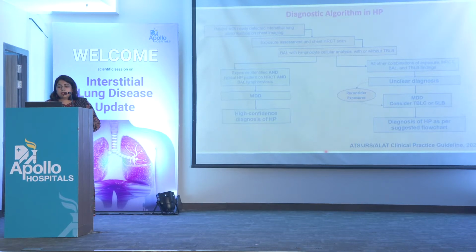If the patient is detected with interstitial lung disease and a CT scan is done, and the CT scan is suspicious of hypersensitivity pneumonitis, we can do a BAL with or without transbronchial lung biopsy. And if there is a high confidence of hypersensitivity pneumonitis, then we can start the treatment. If the diagnosis is not clear, then we do multidisciplinary team work, and then we can consider transbronchial cryobiopsy or a surgical lung biopsy.